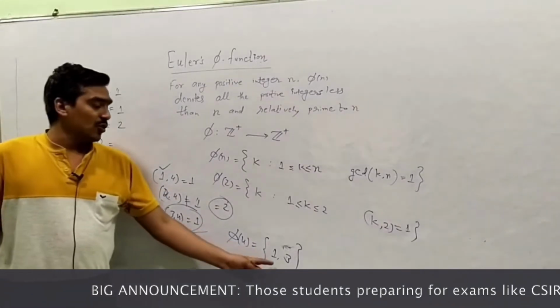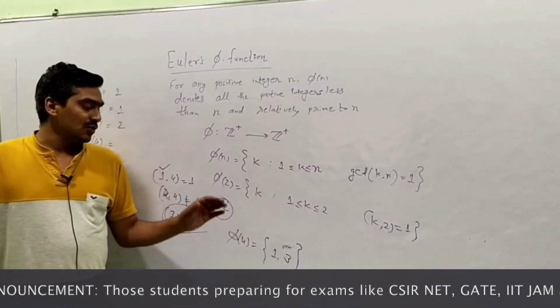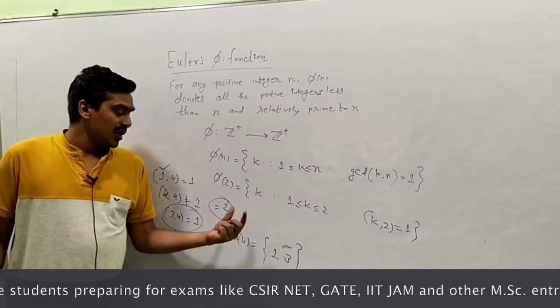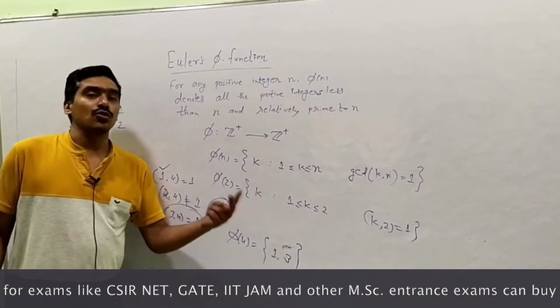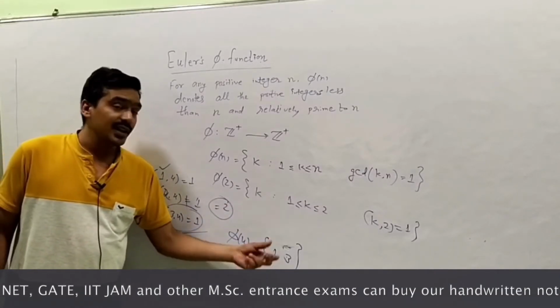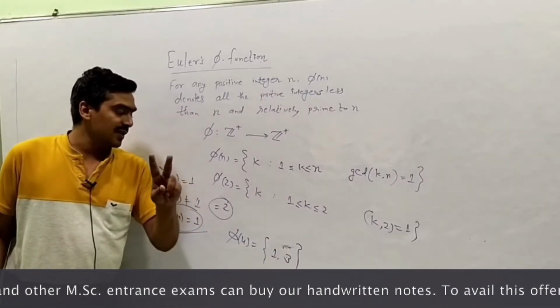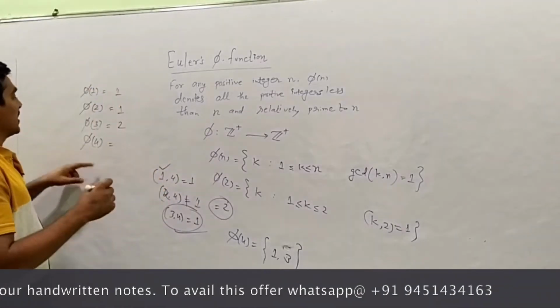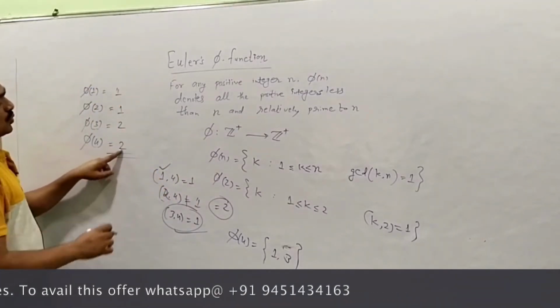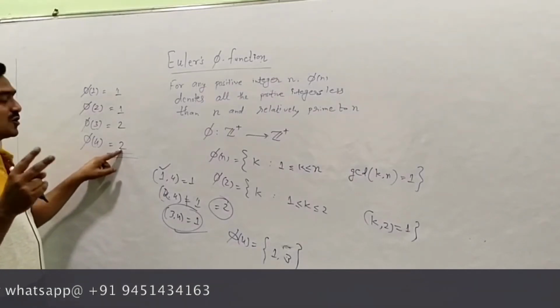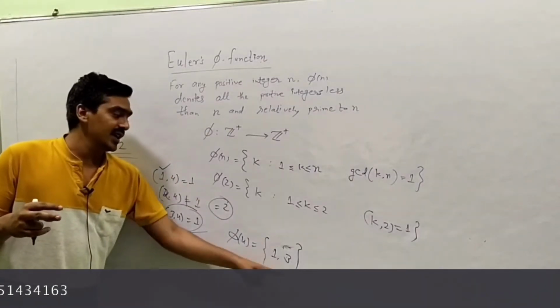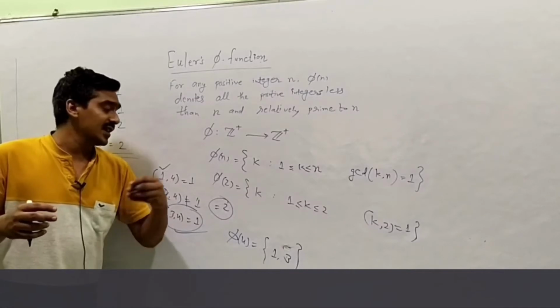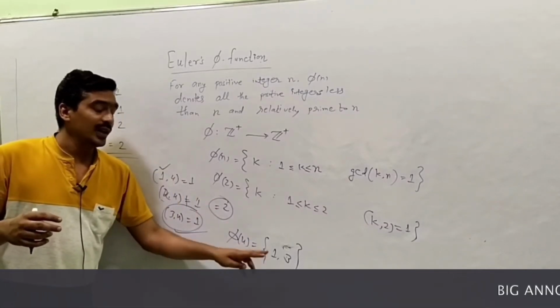So how many total integers are less than or equal to 4 and relatively prime to 4? The total number of integers is 2, and the integers are 1 and 3. So phi 4 is 2. Why 2? Because we have 2 integers, 1 and 3.